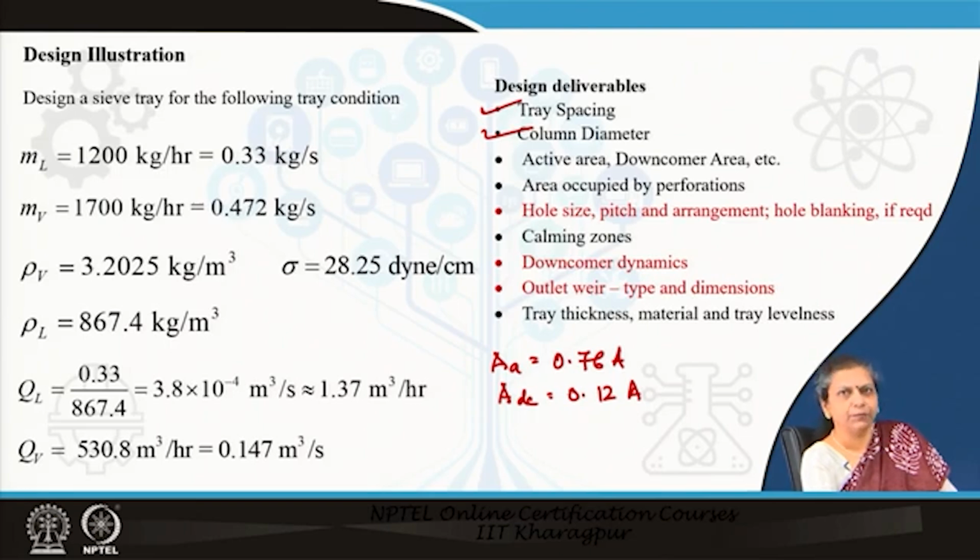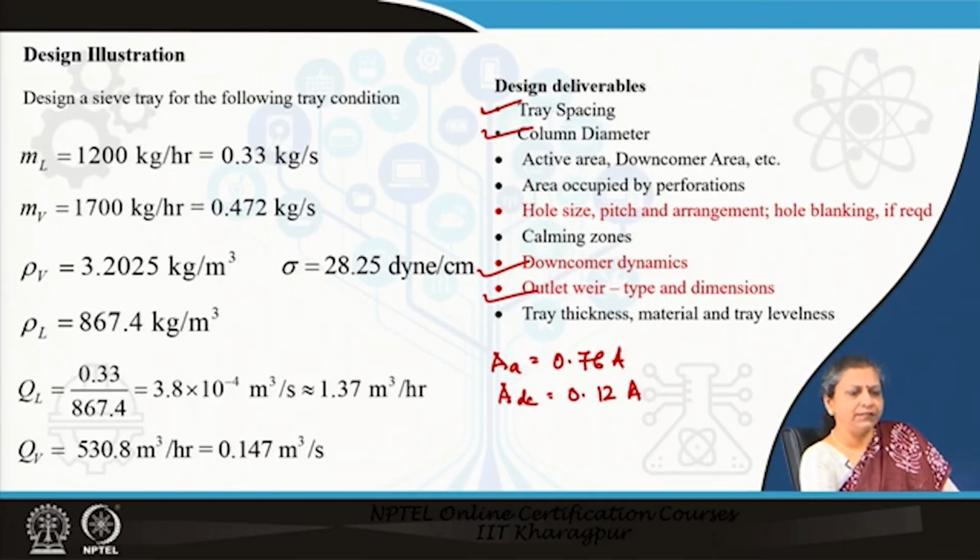So, we need to decide the pitch, we need to decide the hole diameter, we need to decide the number of holes, and then we need to fit the number of holes in the active tray, keeping in mind that certain portions of the active tray are also not available for the punching of holes, because there will be blanking strips if required, and otherwise there will be backing strips as well. Once we have decided on the tray layout, next comes the downcomer dynamics and the outlet weir dimensions, etc. It is usually a V-notched weir, that is conventionally taken.